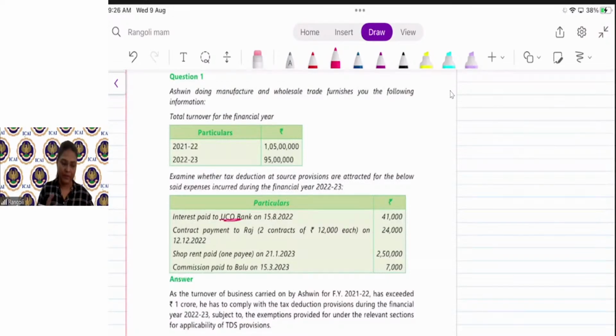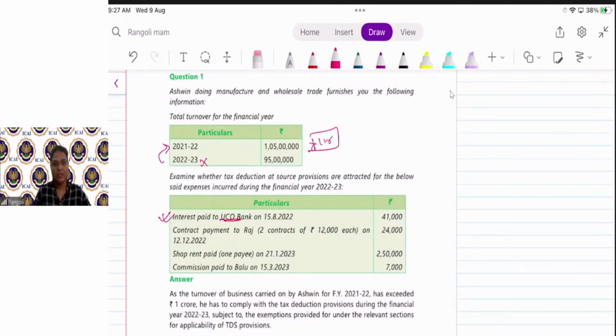First thing, my dear friend, in the last financial year, that is financial year 21-22, his turnover is greater than 1 crore, right? So the turnover in the current year is not relevant. So in the current year, if you make any payment, TDS is required to be deducted, right? But here TDS is not required to be deducted because under section 194A, the exception is given that if you are making an interest payment to a bank, cooperative society, banking company, or financial institution, then TDS is not required to be deducted. Remember, yes or no? So in the first payment, TDS is not required to be deducted.